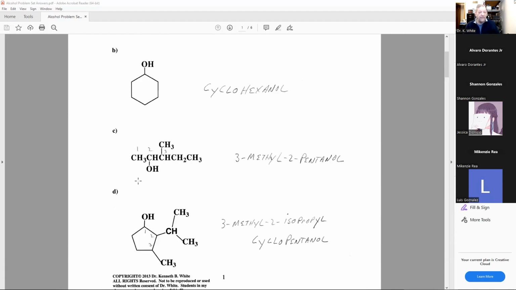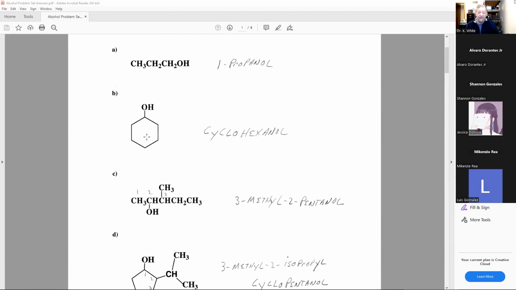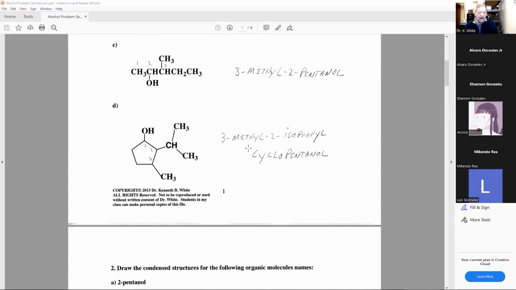And now if we look at B, we have a ring. You name it as a cycloalkane, cyclohexane. It's an alcohol. It's cyclohexanol. When there are no other substituents, and that's the only thing, you don't need a number. Also, if we look at D, we have a ring, 5 carbons, cyclopentane. On carbon 1 here, I have a hydroxyl group. It's an alcohol. Drop the E, add OL, cyclopentanol. Now in a ring, we don't use the number of what carbon the hydroxyl group is on. When it's the only functional group, which is how it will be in this class, it's always number 1. Everybody knows that, so you don't need a number.